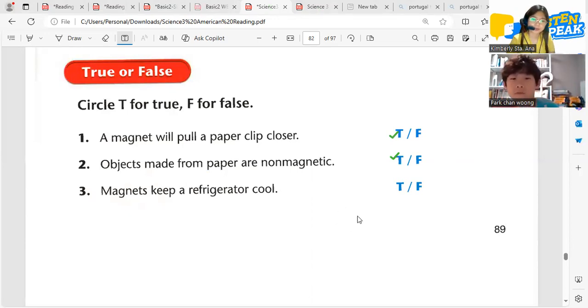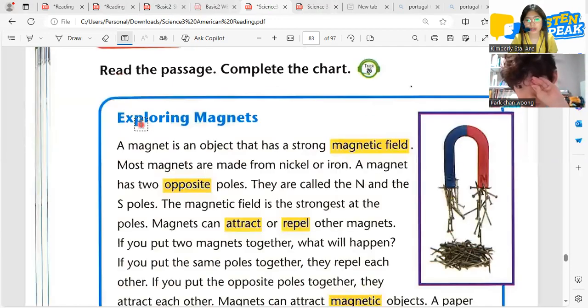How about number three? Magnets keep a refrigerator cool. False. So what's the use of magnets when we're talking about refrigerators? They keep the refrigerator not cool but closed. Okay.